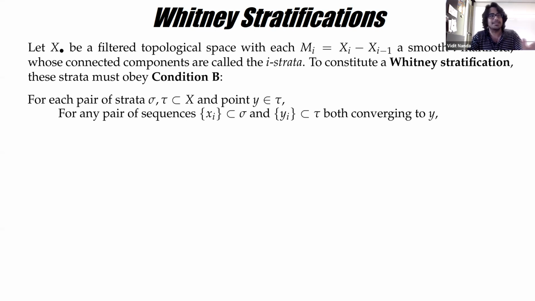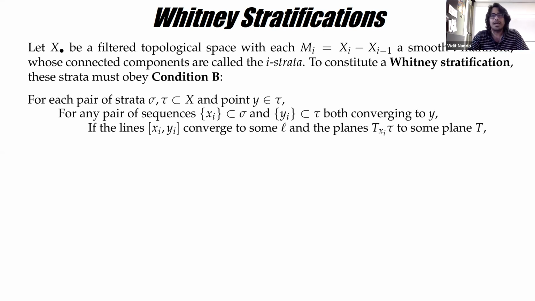So that's still part of the hypotheses. Now, imagine you're embedded in Rn, so you actually have a notion of lines. If the lines joining the ith x to the ith y converge to some limiting line, and the tangent planes, because tau is a smooth manifold, converge to some limiting tangent plane T, then this line has to lie in the plane T. Now, this is entirely too much to absorb without a picture.